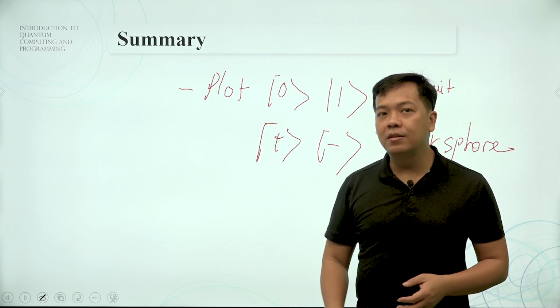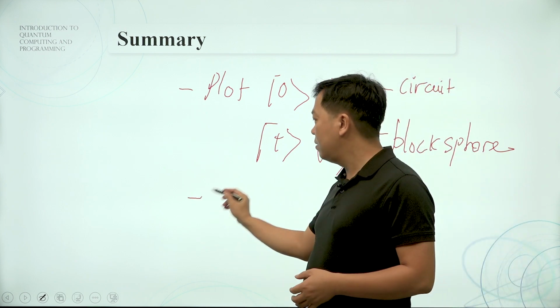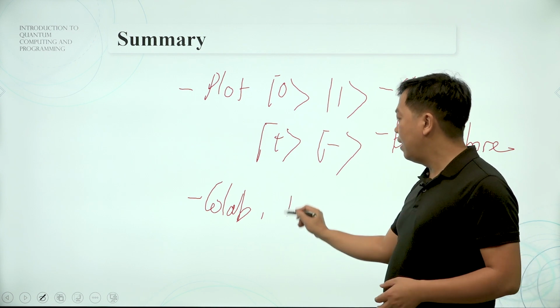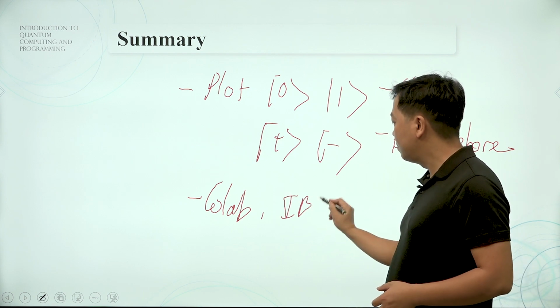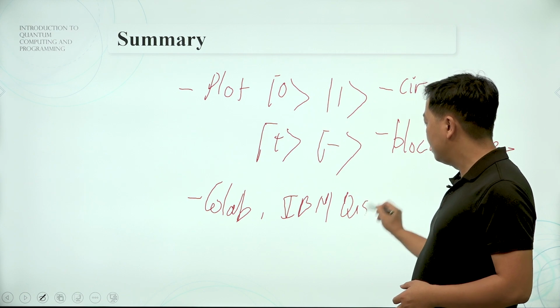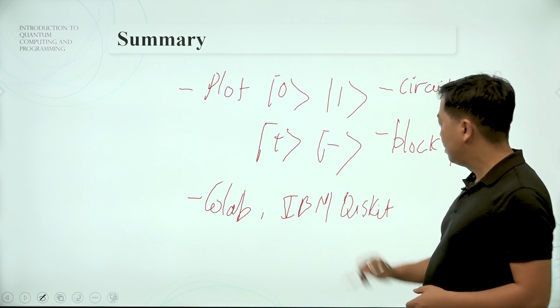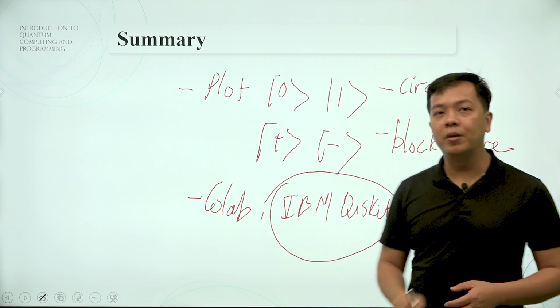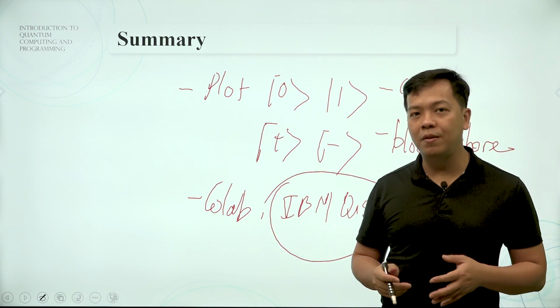And I hope you can look at the collapse or IBM Qiskit. Currently in our lesson, we focus on this one because the GUI is more friendly.